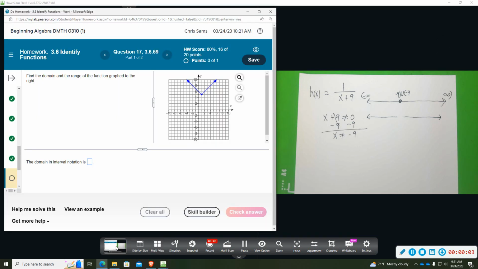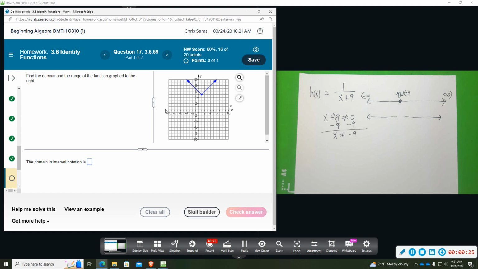All right, number 17, this one wants us to find the domain and range of the graph function. So when a graph is present, all you have to do is look left and right. Remember, domain is focusing on left and right, smallest to largest. So I want to know how far to the left does this graph go.